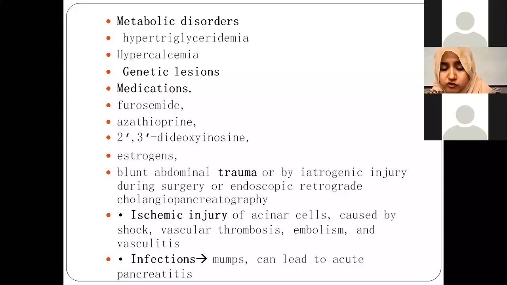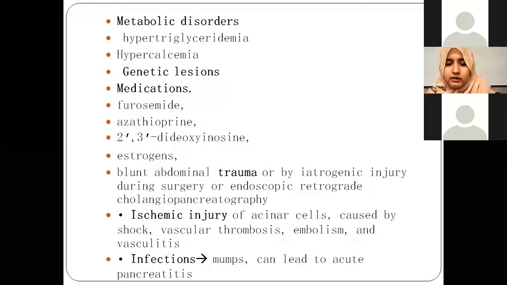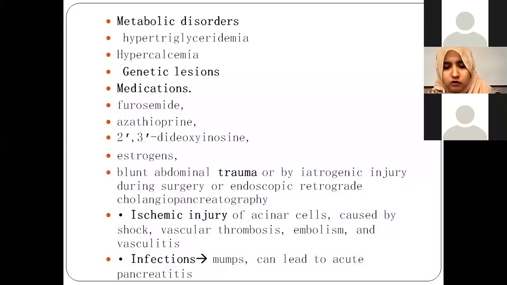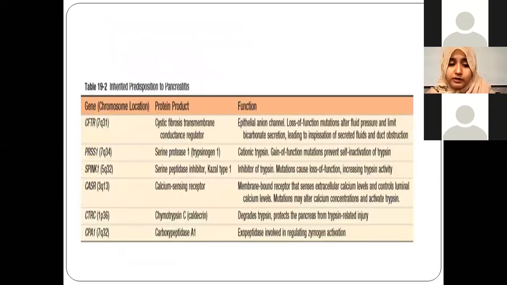Also estrogens. So HRT taking women should also be considered if they are having some sort of signs and symptoms related to pancreatitis. One more thing is trauma. Trauma can cause pancreatitis. What type of trauma? It could be iatrogenic injury, like in surgeries, or endoscopic retrograde cholangiopancreatography sort of procedures. Ischemia of acinar cells caused by shock, vascular thrombosis, emboli, vasculitis. Infection we discussed, mumps and Coxsackie virus can cause pancreatitis.